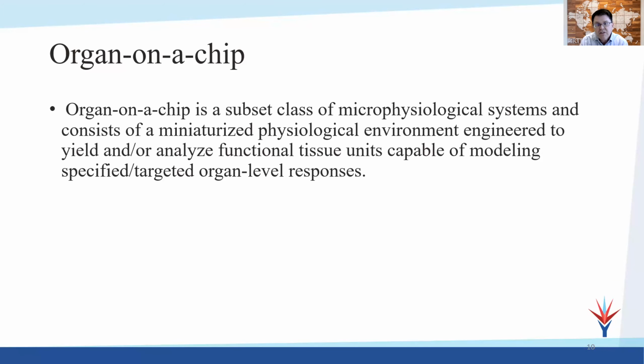So let's fast forward to what is an organ on a chip. We've all heard of rodent on a chip or organ on a chip. So what is a real organ on a chip? Well, it is a microphysiological system, albeit a subset class, and it consists of a miniaturized physiological environment engineered to yield and/or analyze functional tissue units capable of modeling specific or targeted organ-level responses.